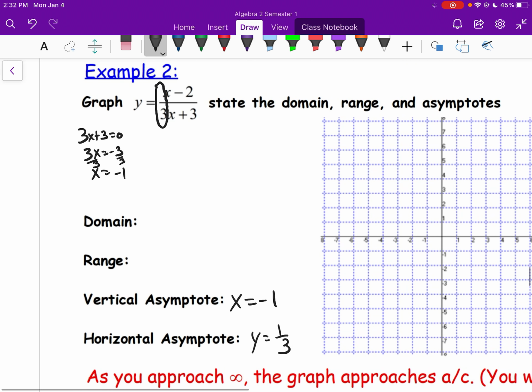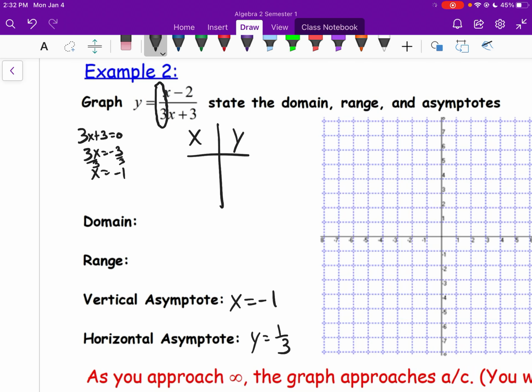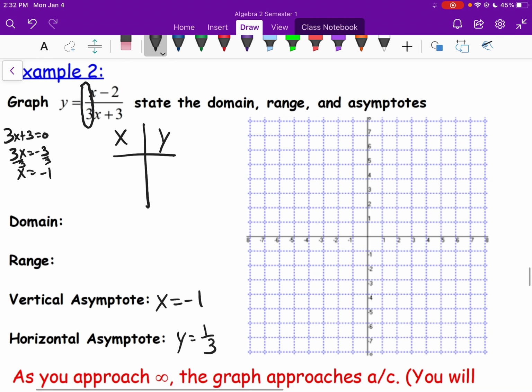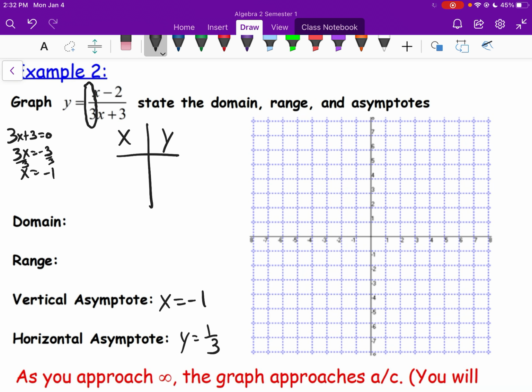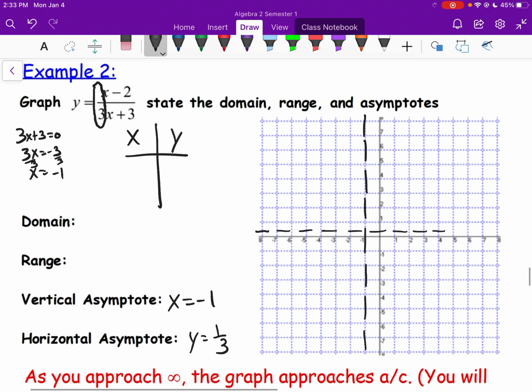Okay. All right, now this is where it's a little bit different than the previous examples. Here we're going to use an xy table. Okay, and if we got our new origin here, we got negative 1 and 3. So we got that vertical asymptote at negative 1, horizontal at 1/3. Now, if you get a fraction like that, you just got to do a rough estimate of where it would be. Okay, but those are the vertical line and horizontal line that we will not cross through.